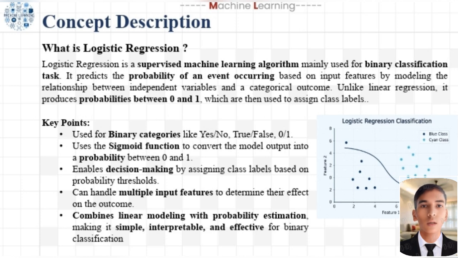For example, suppose we want to predict whether a student will pass an exam. Linear regression might say expected marks x2. Logistic regression instead says there is a 78% chance the student will pass. This probability is then compared with a threshold, usually 0.5. If it's above 0.5, we say the student will pass. If it's below 0.5, we say the student will fail. So, logistic regression is basically a combination of linear modeling and probability estimation, which makes it excellent for clear yes or no decisions.